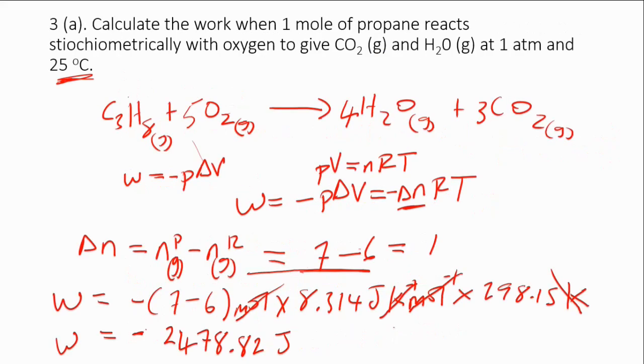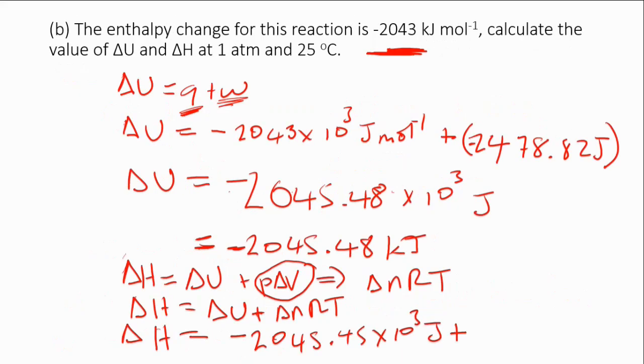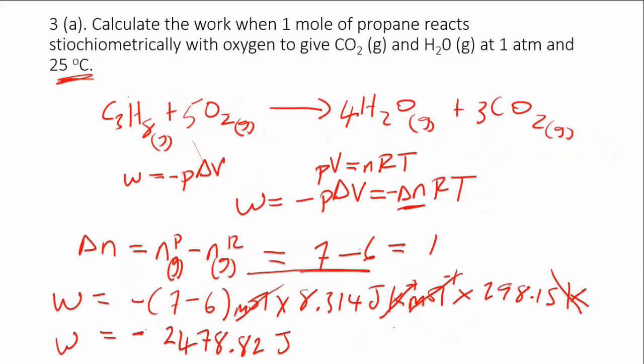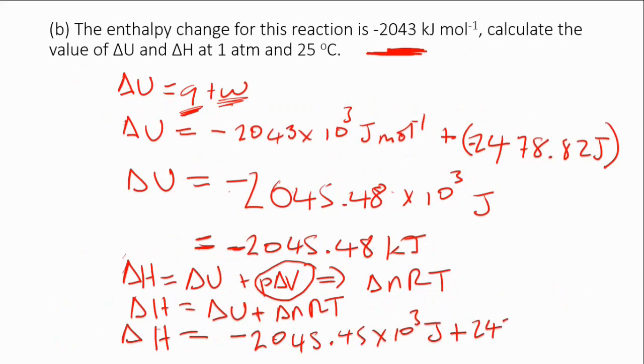Let's go back and have a look at it. The work value is minus 2,478.82. And this is the positive of it, 2,478.82 joules. That's what it works out to be. There's a positive, yeah. So, what is the answer?